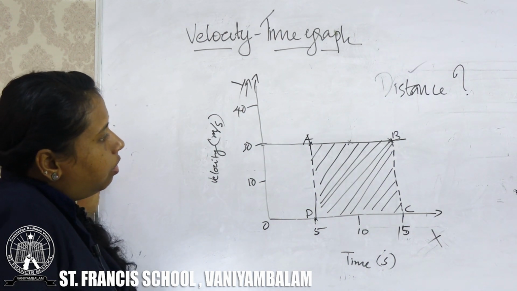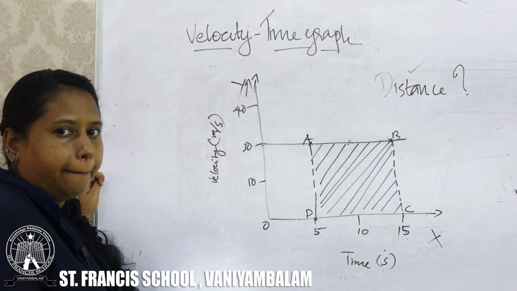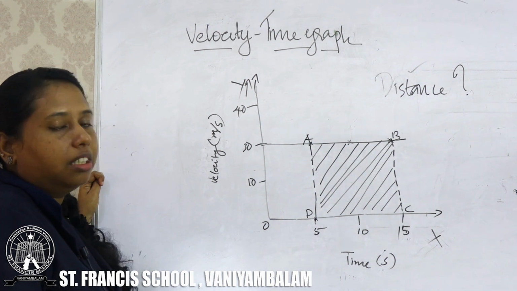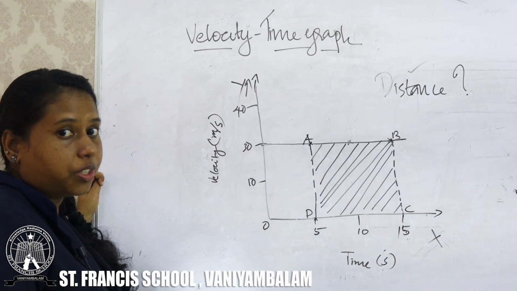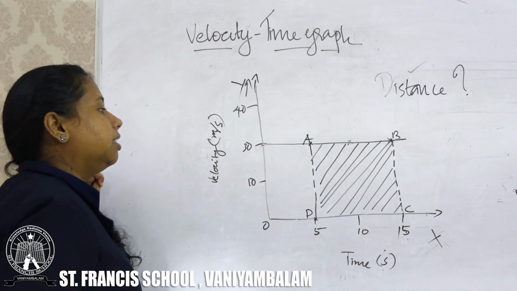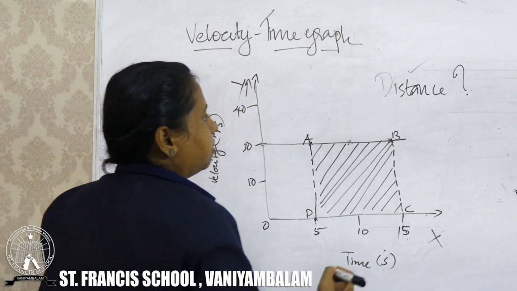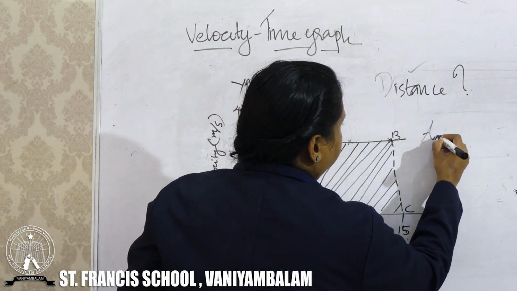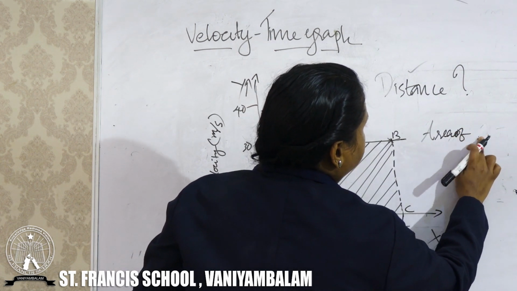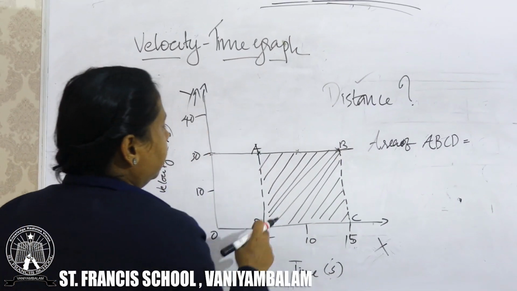What is a rectangle? In a rectangle, the opposite sides are equal, not all four sides. If all four sides are equal, it is a square. Here the opposite sides are equal, so we can say it is a rectangle. So I am taking the area of rectangle ABCD, which will give the distance.